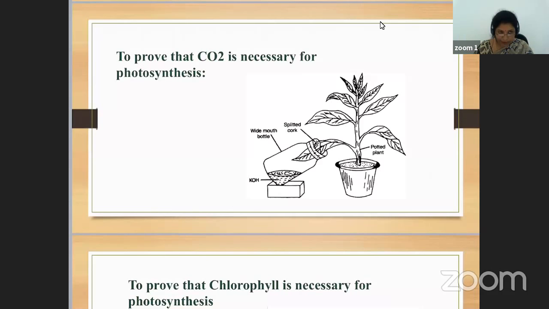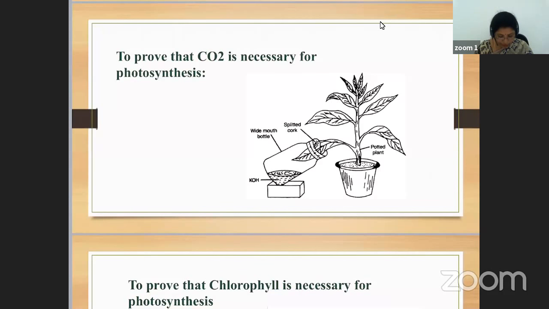I think you are familiar with the pitcher plant. You might have heard the name pitcher plant. Pitcher plant, Venus flytrap, bladderwort or Utricularia, and sundew. In all these plants, you will see that the leaf is modified in such a way that the insect is trapped and the nutrition is taken from the insect.